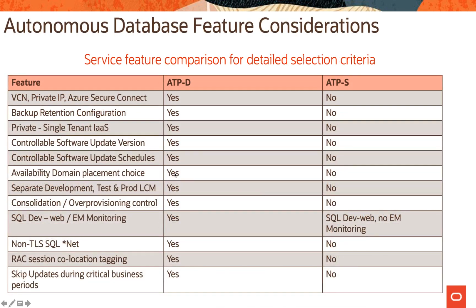Some of the other service feature comparisons are VCN or private IP or Azure Secure Connect. They are all available with dedicated. Backup retention configurations are available on dedicated. You can control the software update as well as versions, which is unique to dedicated. SQL Dev Web or enterprise monitoring is available across both, basically. So these tools can be used with both of the offerings.